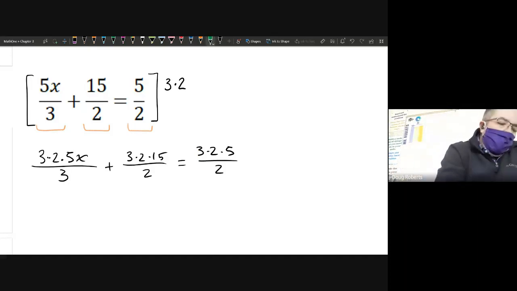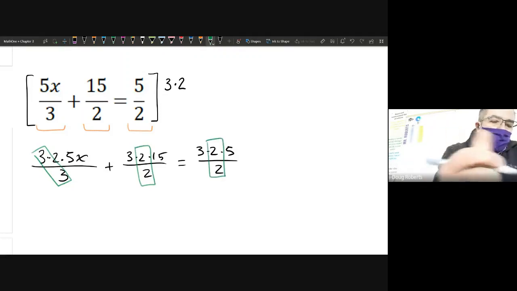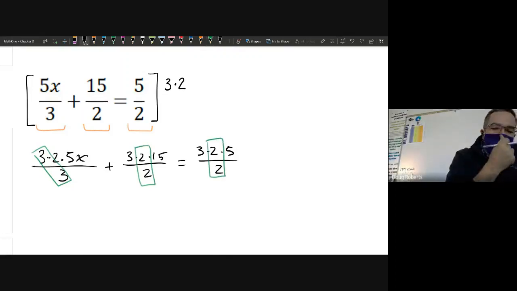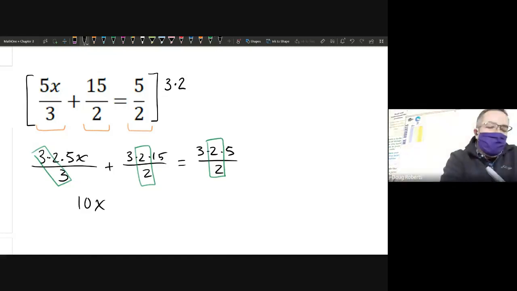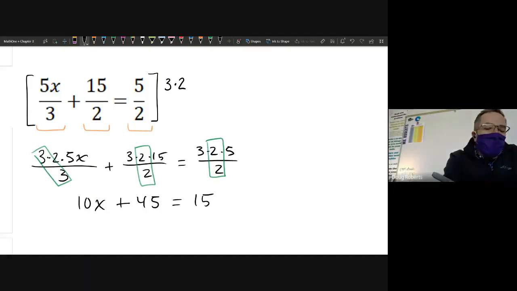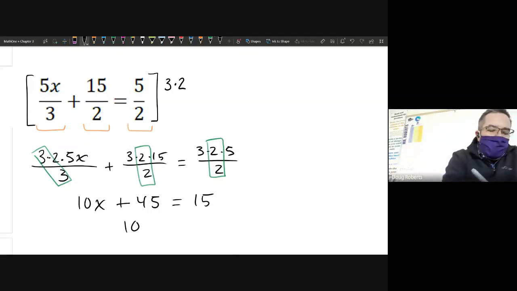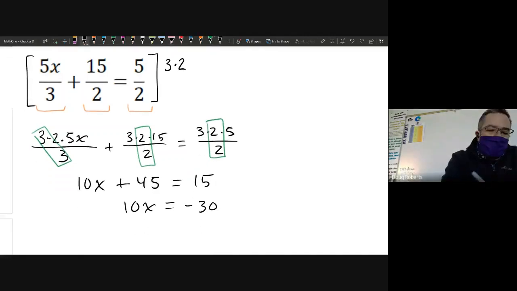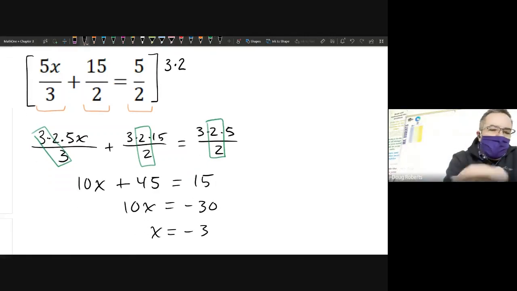So our ones, right? We have a 1 in the form of 3 over 3 that we can eliminate. We have a 1 in the form of 2 over 2 and another 1 in the form of 2 over 2. So having gotten rid of all of those ones, you can see there are no fractions left. This equation collapses to 10x plus 45 equals 15. If I take away 45 from both sides, that's negative 30. So 10x is negative 30. And dividing by 10, we get that x is negative 3.